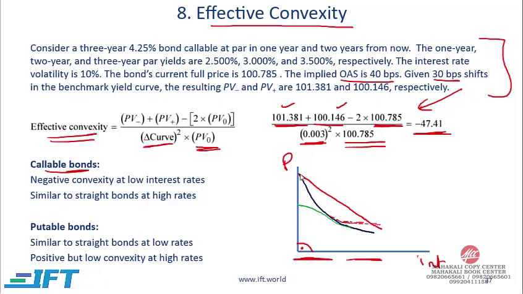Here the convexity is always positive, as with a straight bond. In fact, at low rates over here, the convexity of the straight bond and the puttable bond will be almost exactly the same. At higher rates, the curvature or convexity of the puttable bond will be less than the curvature or convexity of the straight bond.